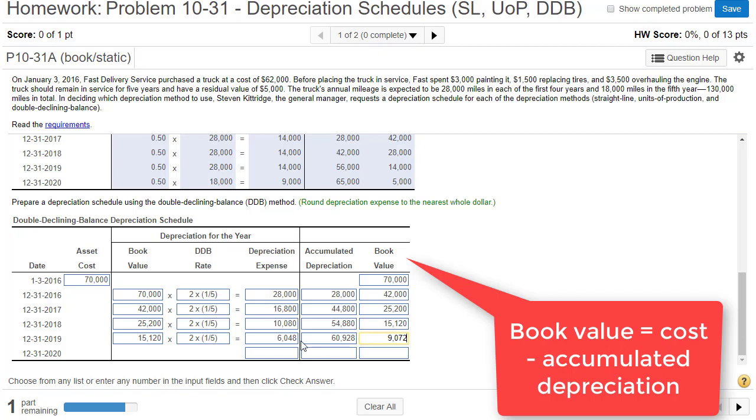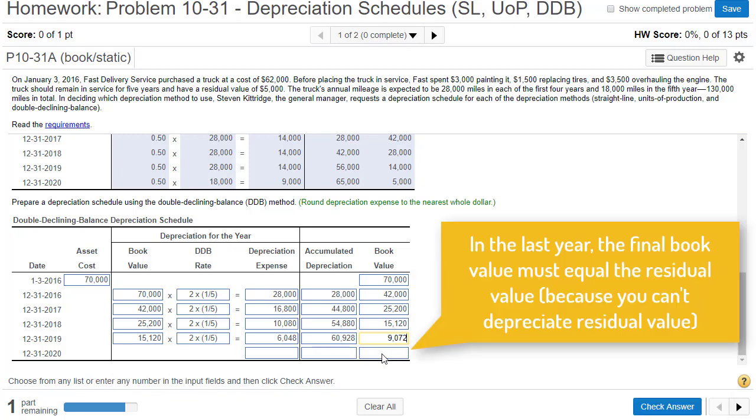Now, you may be wondering why we don't have the book value and the double declining balance right here. Well, the reason why is, remember, this last year, this book value has to equal the asset's residual value. So we can plug in 5,000. I'm going to just copy it from here. So we need to plug it in here.